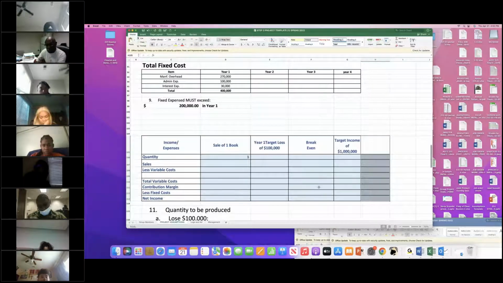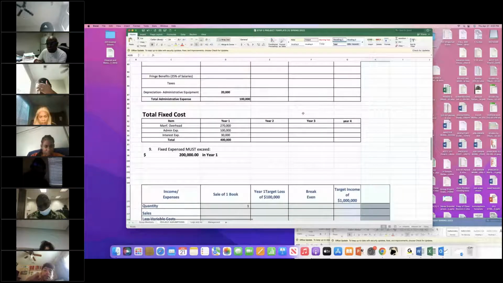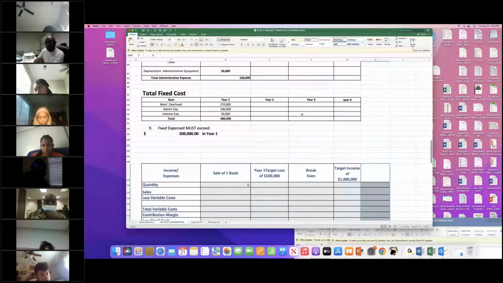Now, it only took us 15 or 20 minutes. So I'm assuming by next Tuesday you can have this filled out. Remember, fixed costs is going to be the same every year. You have this template on there on the homework assignment. Go to assignments. Okay. So you want us to have it done by Tuesday? Yeah. This took us 15 minutes to do.